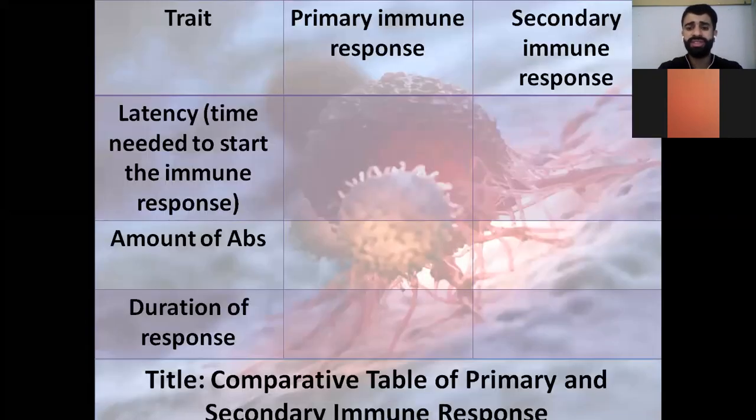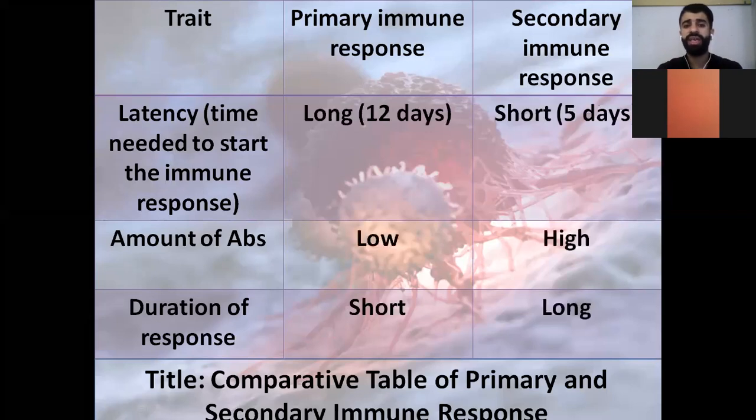This table is a comparative table of the primary and the secondary immune response. Latency is the time needed to start the immune response. You have to know the definition of latency. In the primary, the latency is long. It needs about 10 to 12 days, so here it's 12 days according to the example. So you have to say it's long latency, while in the secondary, it's a short latency.